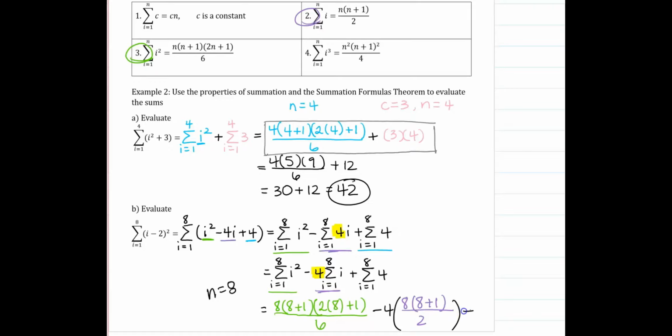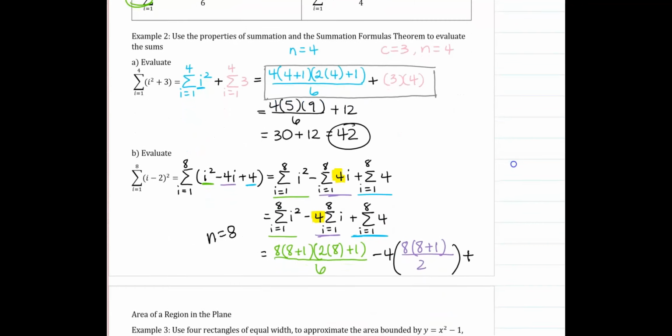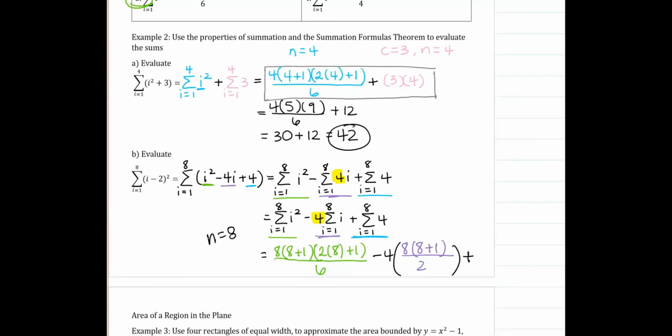And then we will add what we have from that last summation. And this last summation we will evaluate using the first part of the theorem, since we just have a constant of 4 on the inside of that. So that theorem tells us that we should be taking our constant of 4 and multiplying it by our n value of 8. So we have plus 4 times 8.